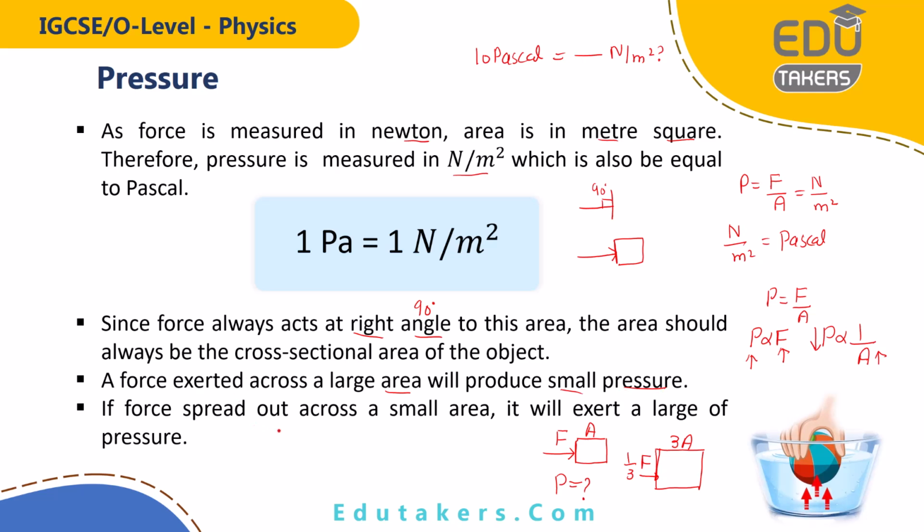If the force is spread out across a small area, if the cross-sectional area is small, it will exert a large pressure. So, if the cross-sectional area is small, the pressure exerted would be large because the cross-sectional area and pressure, both of these are inversely proportional to each other.